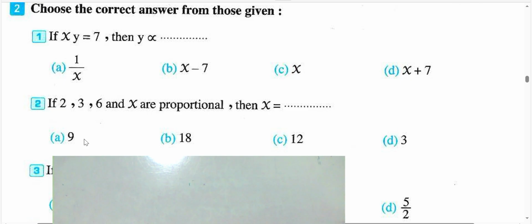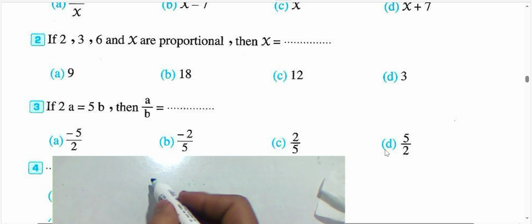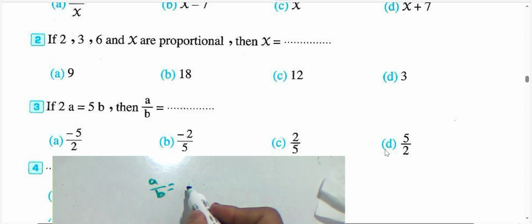We have proportion. We can write 3 times 6, 18. 18 divided by 2 is 9. And x will be 9. We have here 2a equals 5b. A over b equals 5 over 2. Choose letter D, because here is the ratio between a over b. Look here: a was multiplied by 2 and b multiplied by 5. Then a over b equals 5 over 2.